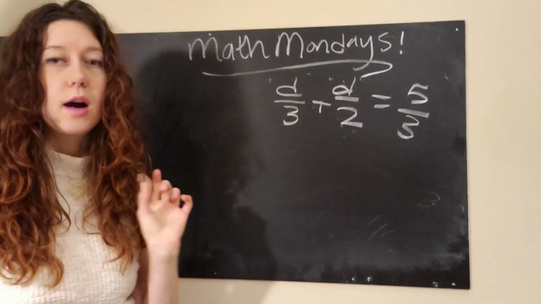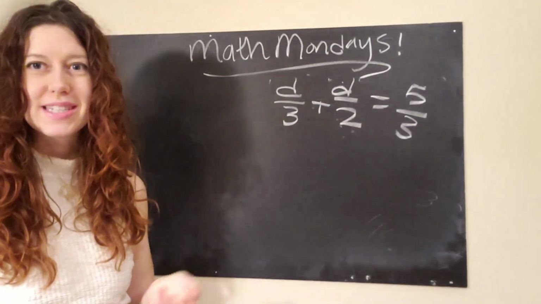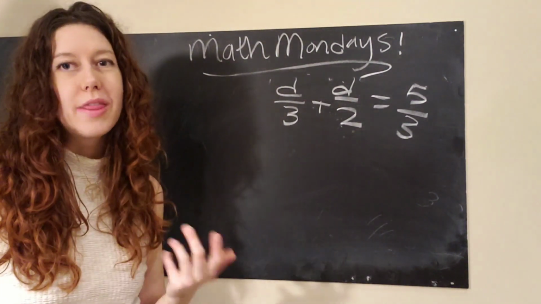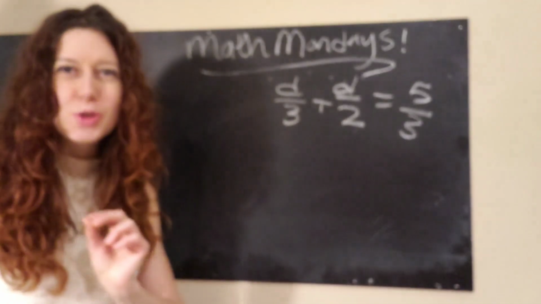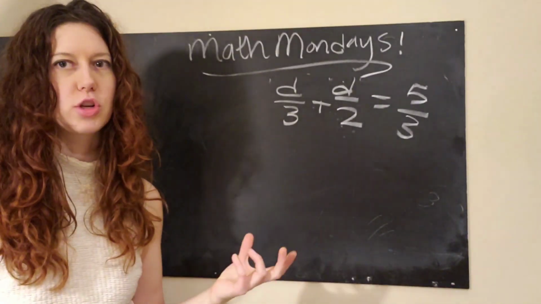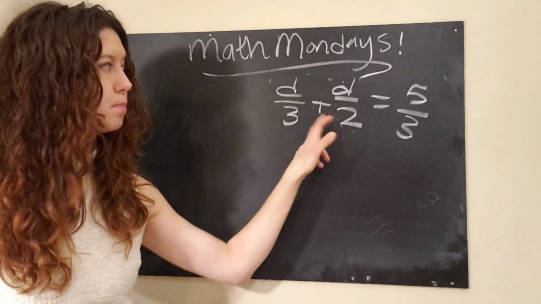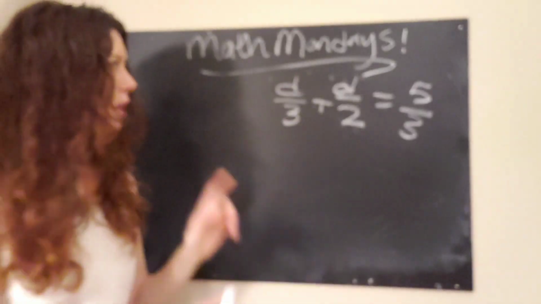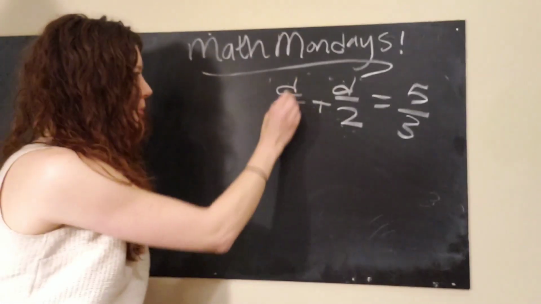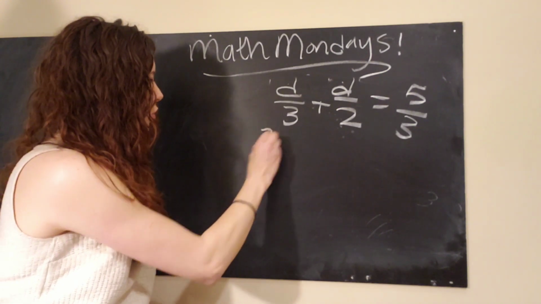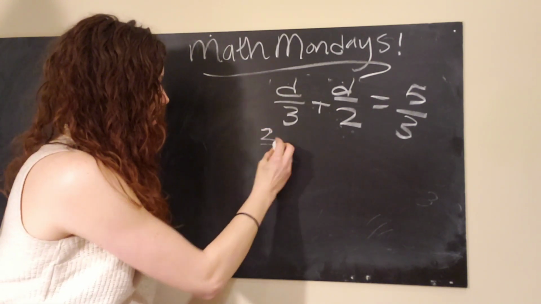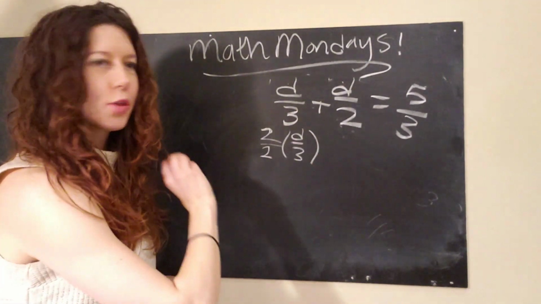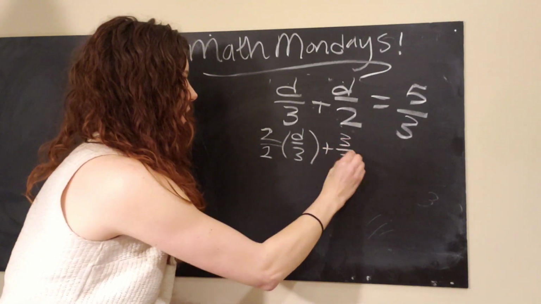So, the first rule about dealing with fractions is that you cannot combine fractions that have different denominators. So that means that we have to find a clever solution for combining the two fractions. An easy way to do that is to just multiply each of the fractions by the denominator of the other one. So that's what I'm going to do. I'm going to multiply d over 3 by 2 over 2. And I'm going to multiply 3 over 3 to d over 2.